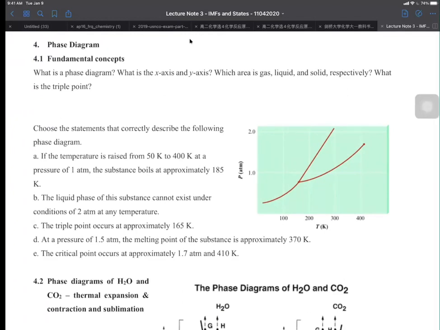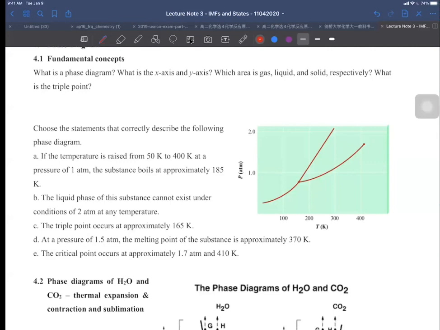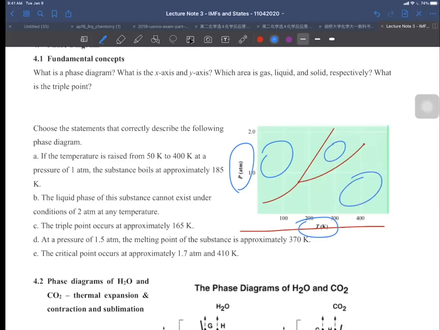Okay. The phase diagram, I think, is not very complicated. The phase diagram is a diagram like this. The x-axis is always the temperature. The y-axis is the pressure. We already saw the phase diagram when we discussed the colligative properties, right? So can you figure out by yourself what the states of these three areas are? Solid, liquid, and gas.